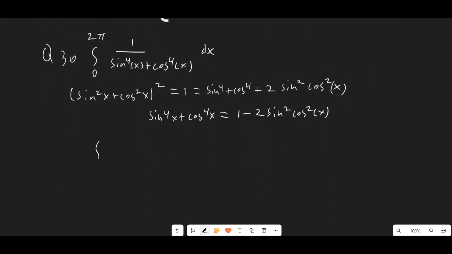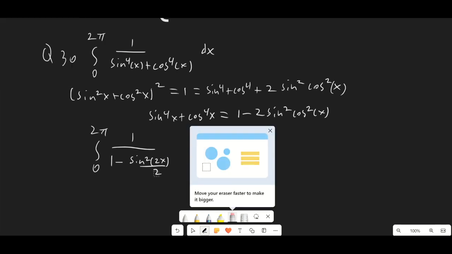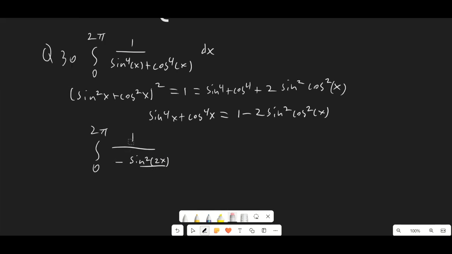So we get integral from 0 to 2 pi of 1 over 1 minus, and then I'm going to go ahead and substitute in the definition of sine of 2x, the identity here. It's going to be sine squared of 2x over 2. So we can go ahead and multiply on the top and bottom there. And we're going to get 2. And excuse my handwriting, sorry about that. Just doing it live, the handwriting's of course going to be a little bit worse. So we get 2 over 2 minus sine squared of 2x.